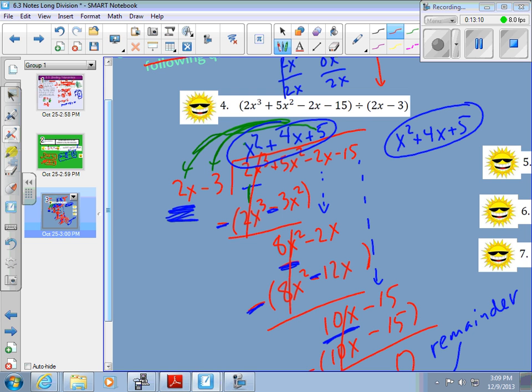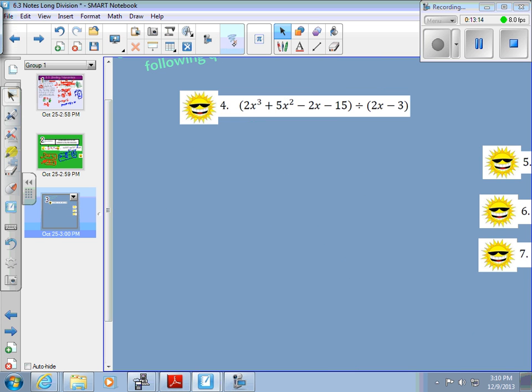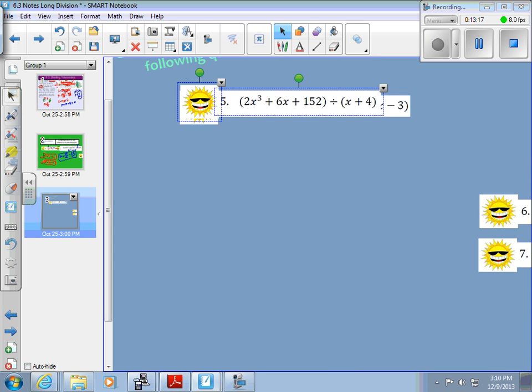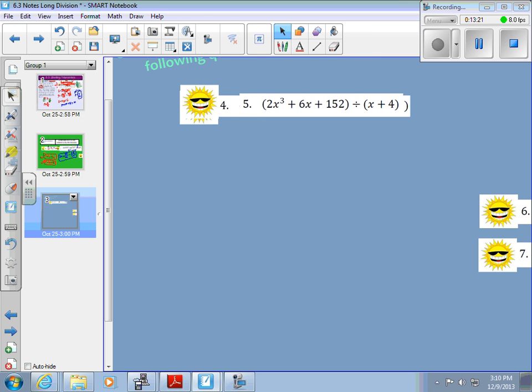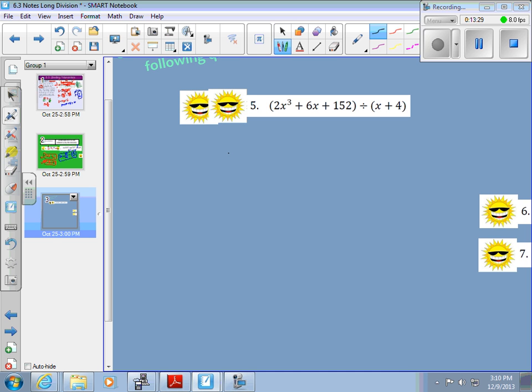All right, let's try one more here. Let's get number 5. Number 5, they want us to do kind of the same thing here. Divide through and see what we get on this one. So what are we going to get on number 5? Write it out. Okay, what you're dividing by goes on the outside. What you're dividing is on the inside.